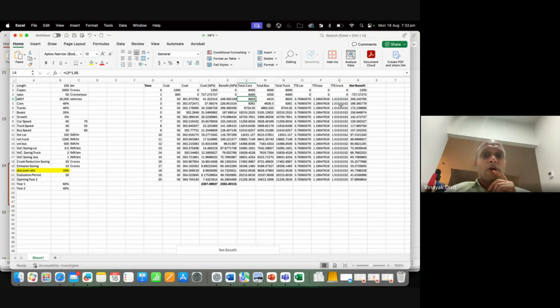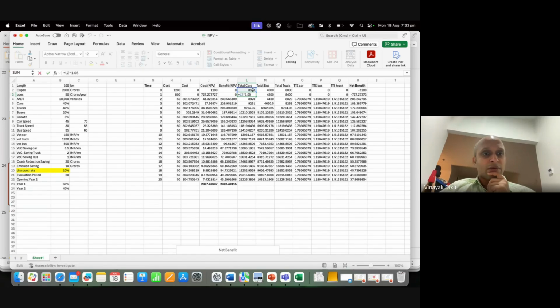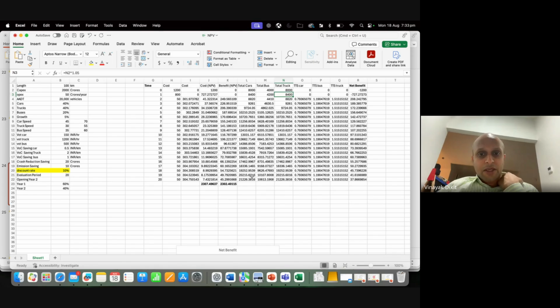Now we know the total number of cars. The ADT of cars is, oh, one thing I forgot also. We also know that it is increasing by 5%. So this is 1.05. You multiply that by 1.05. So that's basically what's happening. Every year it's increasing by 5%. So you can see that the volumes are increasing.